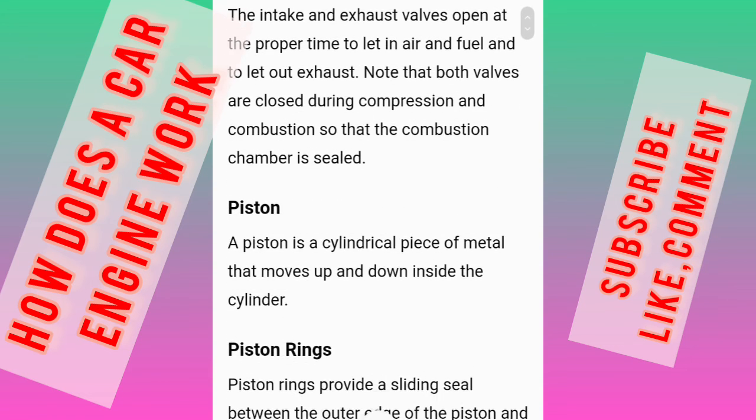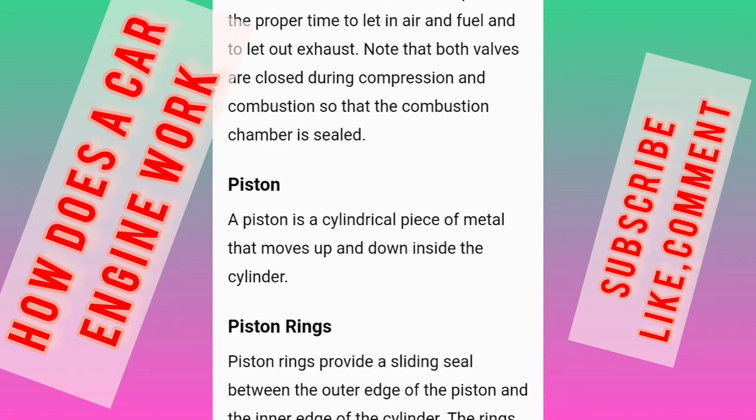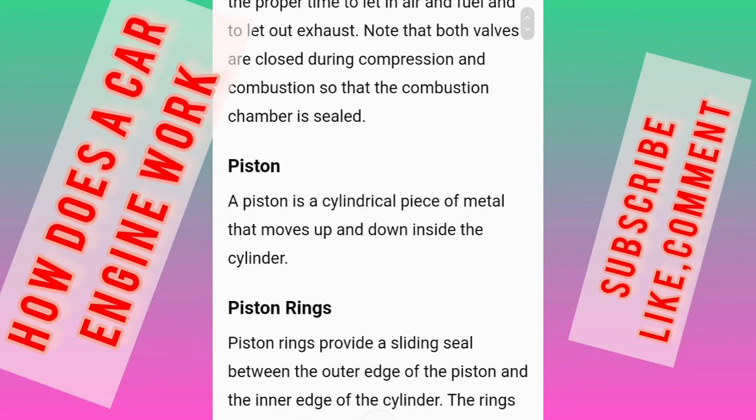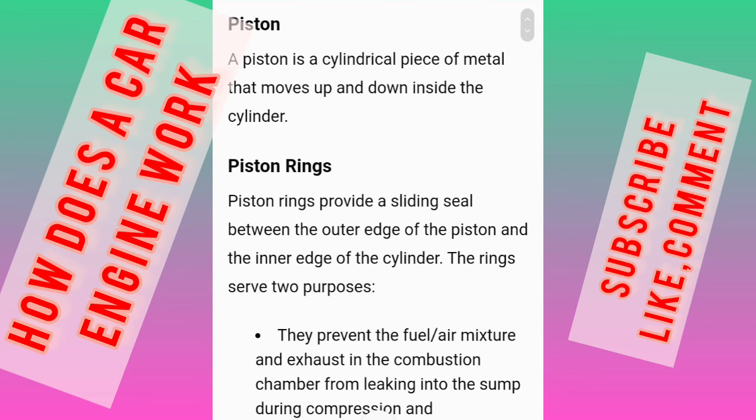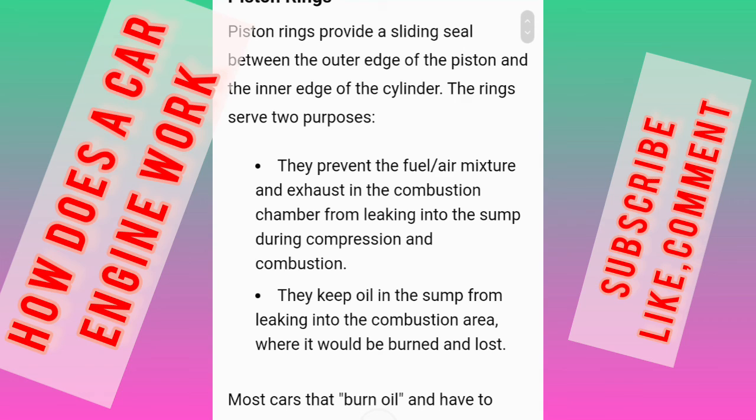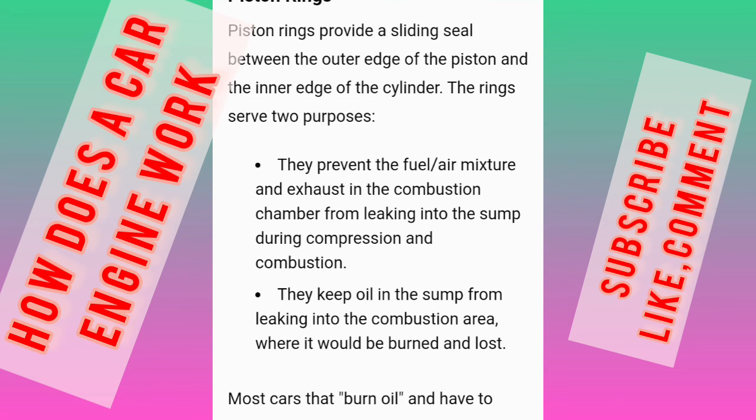Piston. The piston is a cylindrical piece of metal that moves up and down inside the cylinder. Piston rings. Piston rings provide a sliding seal between the outer edge of the piston and the inner edge of the cylinder. The rings serve two purposes: they prevent the fuel and air mixture and exhaust in the combustion chamber from leaking into the sump during compression and combustion. They also keep oil in the sump from leaking into the combustion area where it would be burned and lost.